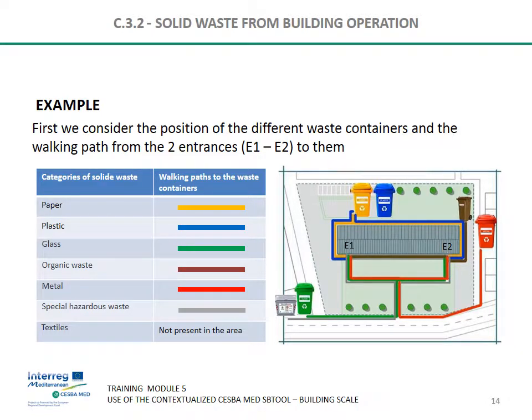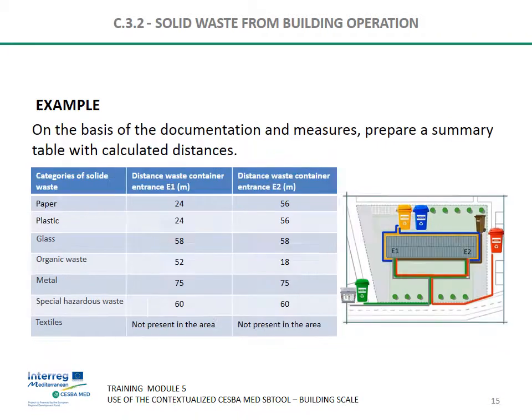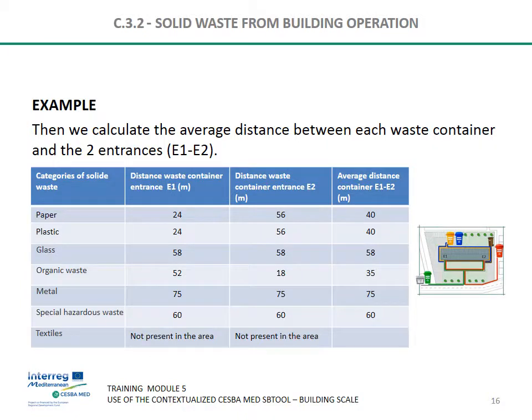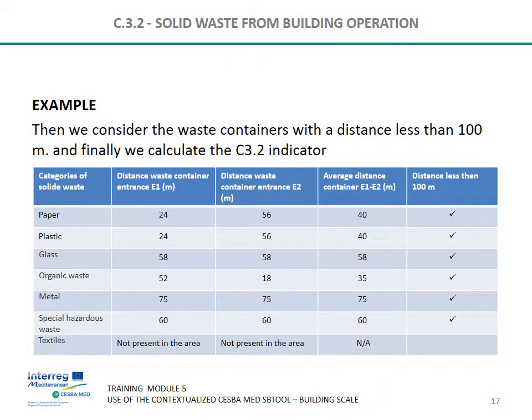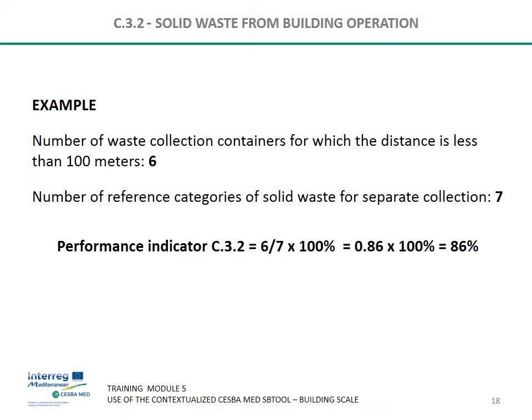We compute the walking paths from the entrances to each of these bins, and we find out that they are all within a 100-meter threshold. So we see that they are within 100 meters from the entrances. So all are within 100 meters. We have to consider all of them. So basically the computation of the indicator is 6 out of 7, which would be 86%.